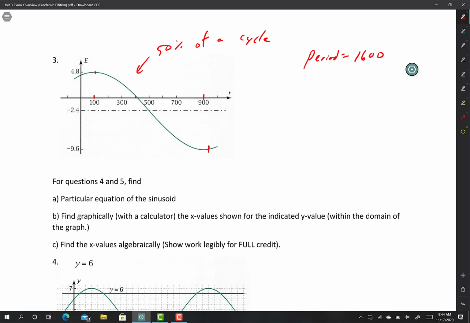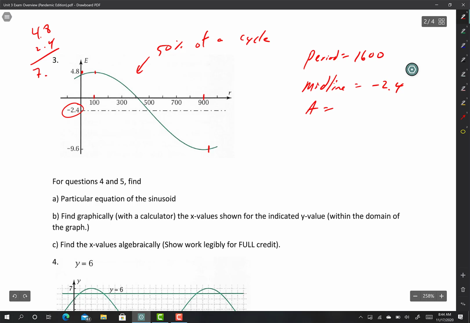Then from there, the midline, they make it pretty obvious here. They say it's -2.4. And then your amplitude, well, the high point is at 4.8. So 4.8 plus 2.4, what's that? 8, 4, 1, 4, 5, 6, 7. So 7.2. Yeah. Amplitude is 7.2. And your C is going to be 100 to the right. And I already found the midline.